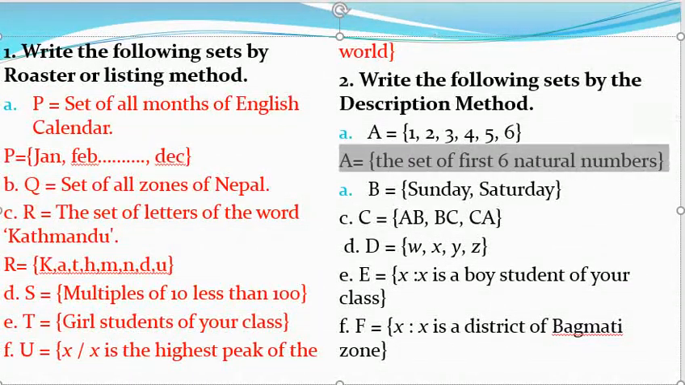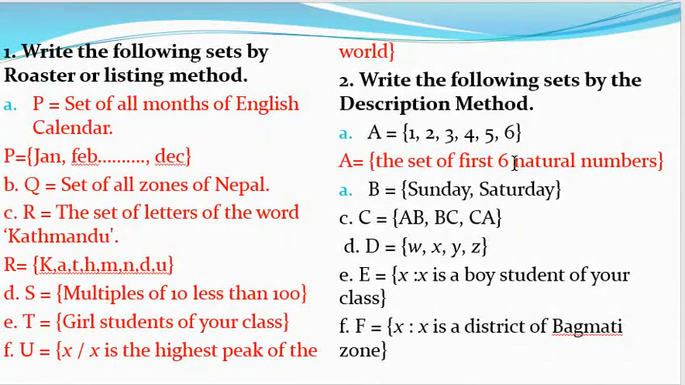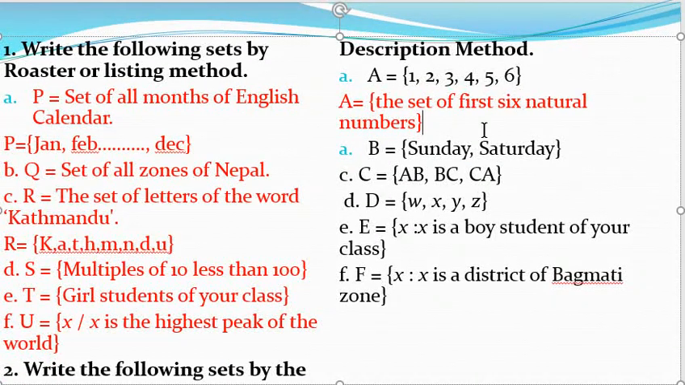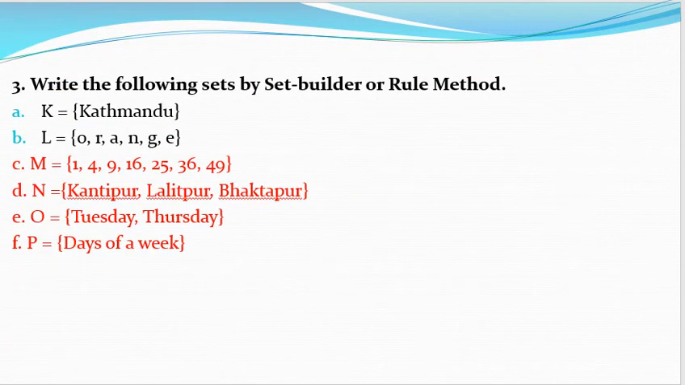So set A is given. Set A equals the set of first 6 natural numbers. You can write it like this, or you can write x is in 6. Like this you have to write as a description method. So the rest of the questions I will give you as homework. I'm just describing it now.